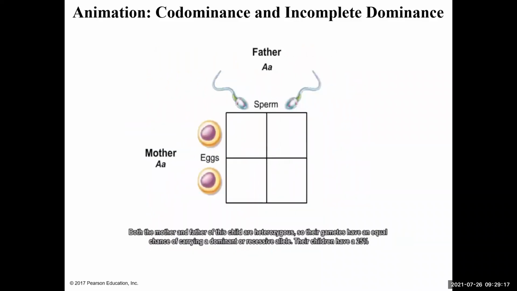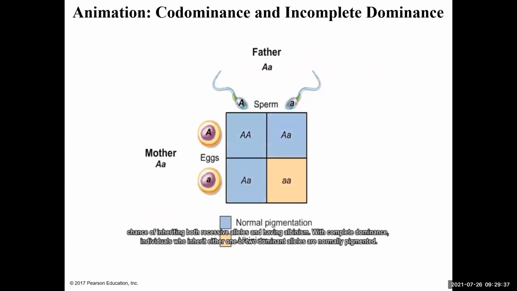Both the mother and father of this child are heterozygous, so their gametes have an equal chance of carrying a dominant or recessive allele. Their children have a 25% chance of inheriting both recessive alleles and having albinism. With complete dominance, individuals who inherit either one or two dominant alleles are normally pigmented.